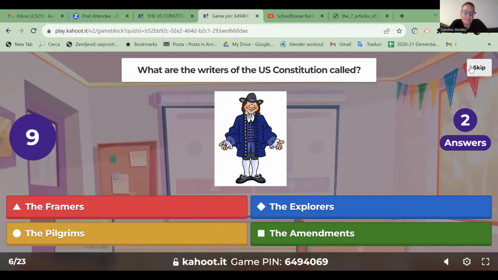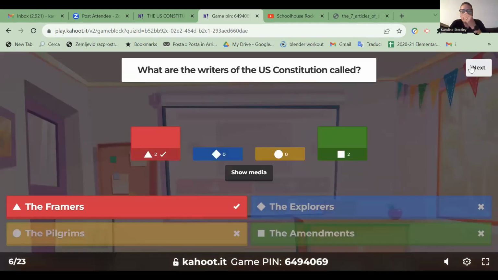Sounds like a rock band. Okay, good. So we call them the framers because they created this framework. It's kind of a nice word, isn't it? The amendments are actually the changes to the Constitution. So the amendments are the changes.